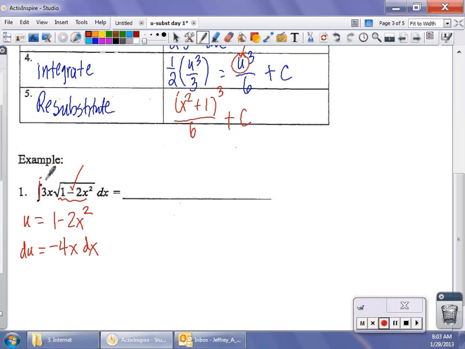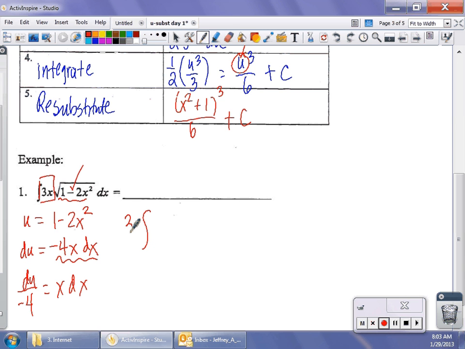Now here I have a 3x, but down here I have a negative 4x. Well, I don't want the negative 4, so I'm going to divide it to the other side. I get du over negative 4 is equal to x dx. It's getting a little bit better, but I still have the 3 in there. So all I'm going to do with that 3, I'm going to do my rewrite here. I'm going to pull the 3 out front. Except it looks like I wrote that kind of high. Let's bring that down.